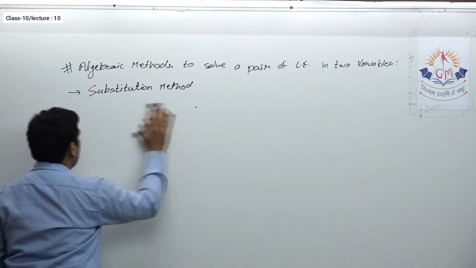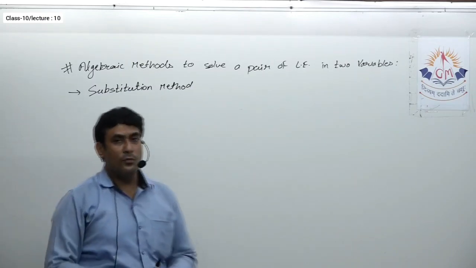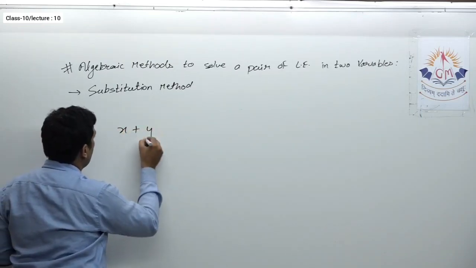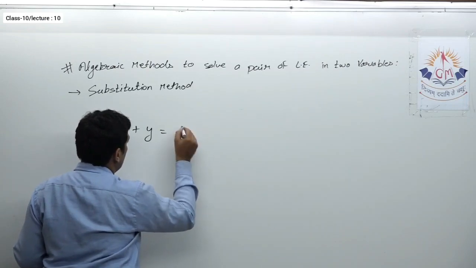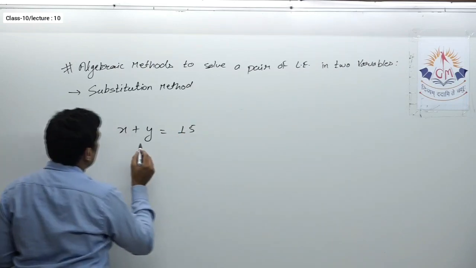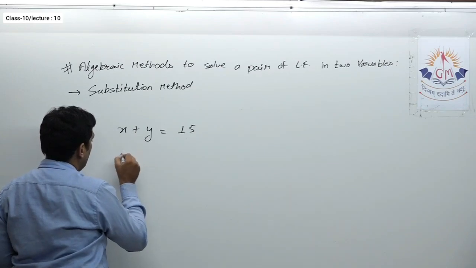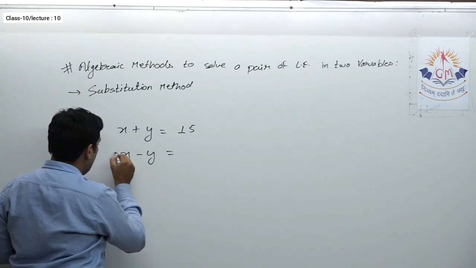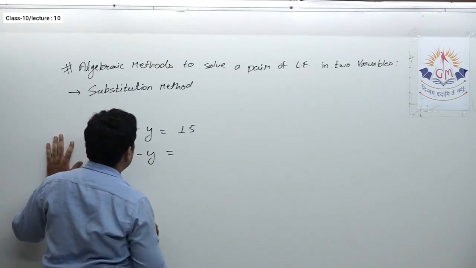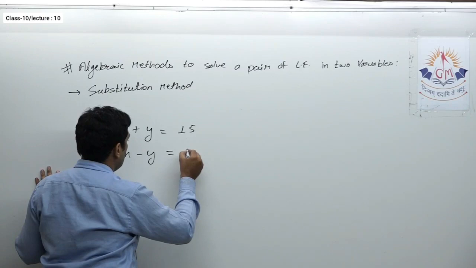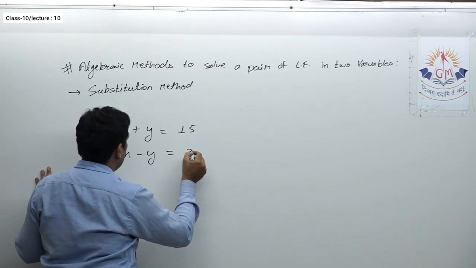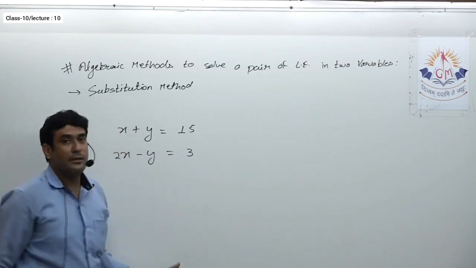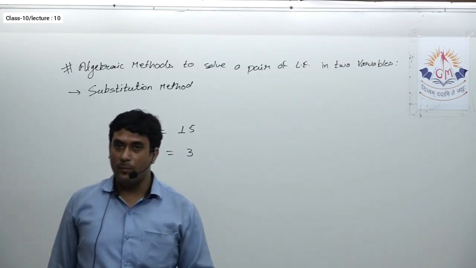See, the name itself says that we have to substitute something. For example, suppose we have the equations x plus y is equal to 15 and 2x minus y is equal to 3. Suppose these are the two equations which we have to solve by the substitution method.